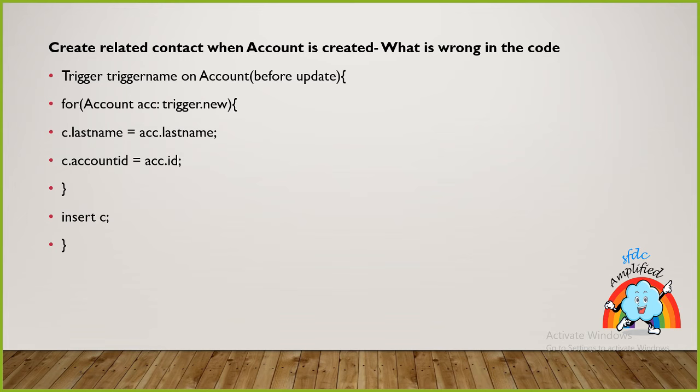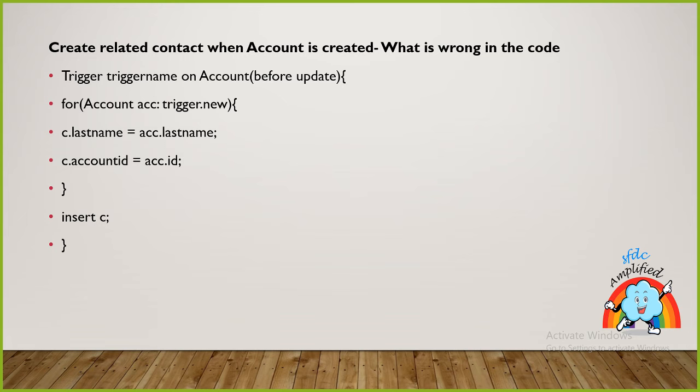Create a related contact when account is created. For account ACC in Trigger.new, insert C. I think the insert C should be inside the for loop. Just a minute, give me points, and I will tell you then.